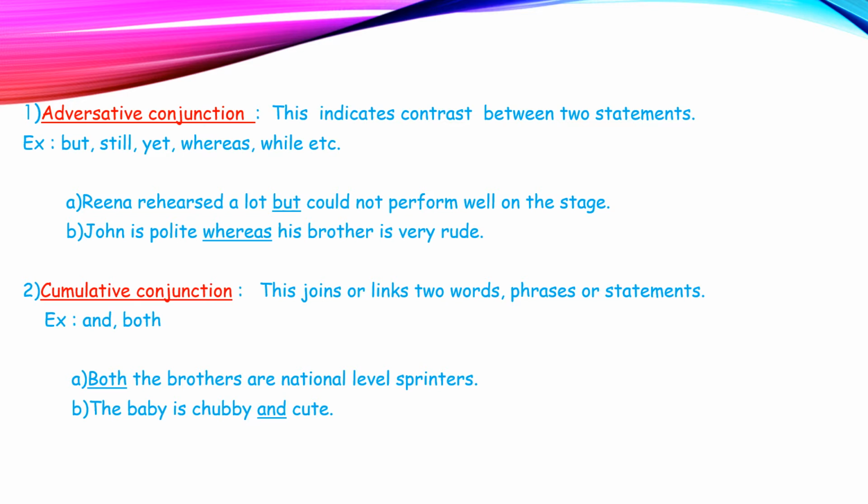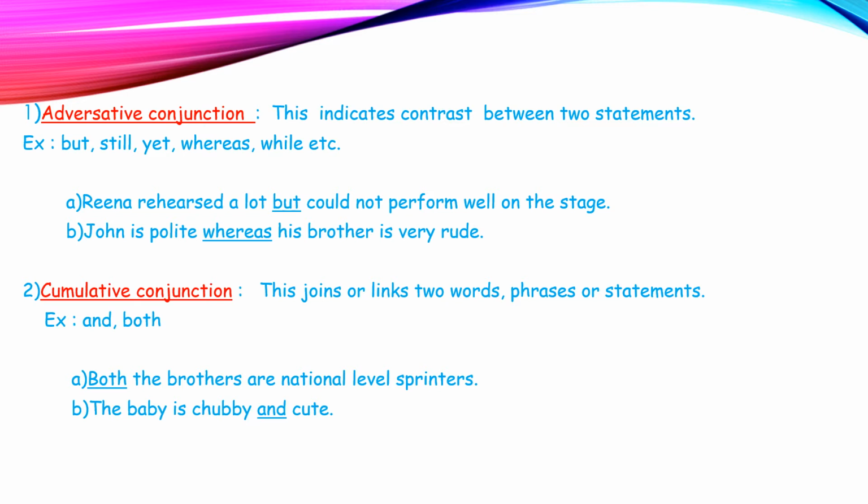Next example. John is polite, whereas his brother is very rude. So here we are talking about two people who have completely opposite characters. One person is polite, whereas the other person is rude. So in such kind of statements, we use adversative conjunctions.